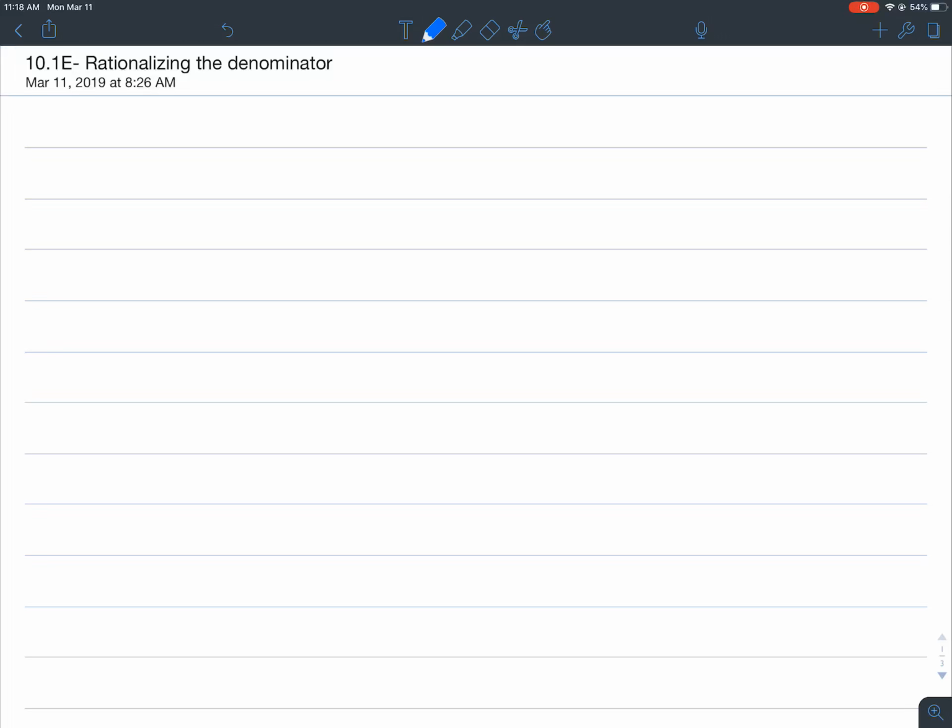So today we are doing lesson 10.1 extension, which is on how to rationalize the denominator. And so what that means is our goal is to have no irrational numbers in the denominator.